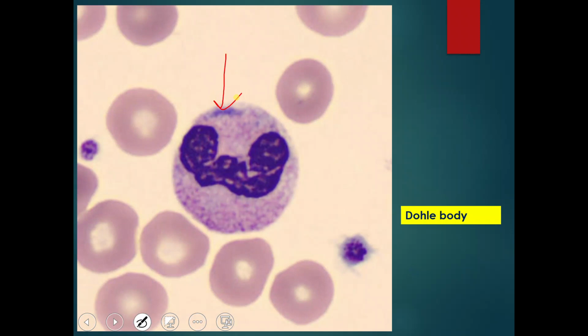What are these Dohle bodies? These are actually ribosomes and endoplasmic reticulum present at the periphery of the neutrophil. And other than bacterial infections, they are also seen in a benign inherited condition called May-Hegglin anomaly. So these are not specific for septicemia.